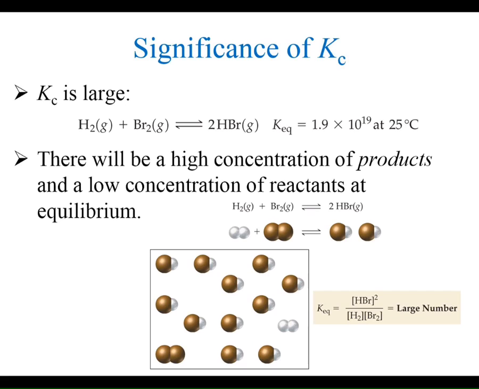So when K is large, I'll say the third time, we are favoring the forward reaction, and we have mostly products.